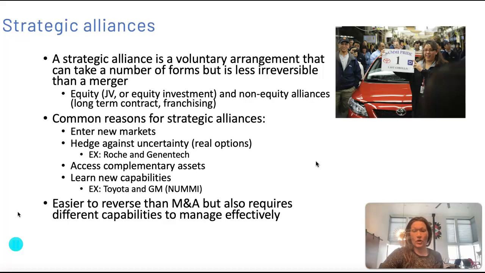Equity alliances are also a common way to hedge against uncertainty. I give the example of Roche and Genentech. Large pharmaceuticals often have side bets on smaller, more innovative biotech companies by taking small equity stakes.